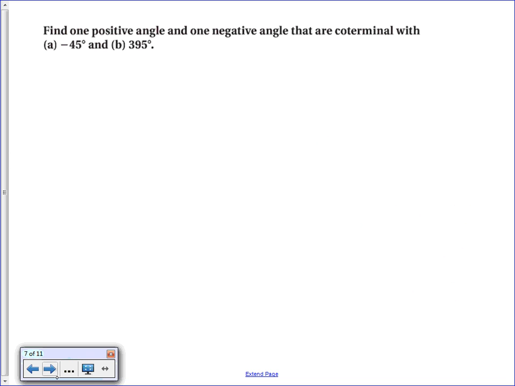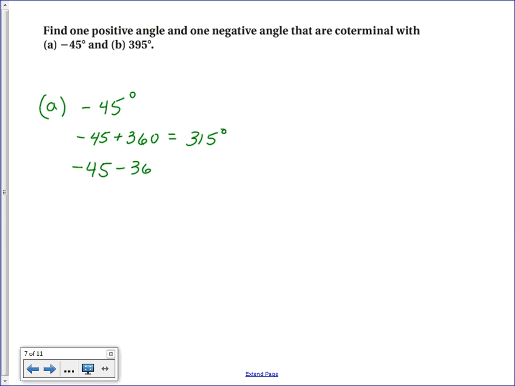One thing you'll be asked to do in homework is find one positive angle and one negative angle that are coterminal with, for example, negative 45. So a negative 45-degree angle. To find something that's positive and coterminal with that, we'll add 360 until we get a positive angle. The first time you add 360, we're already at 315. So there's a positive coterminal angle. To find a negative one, I'll subtract 360, and that's going to give me negative 405. So I found one positive and one negative coterminal angle with negative 45.